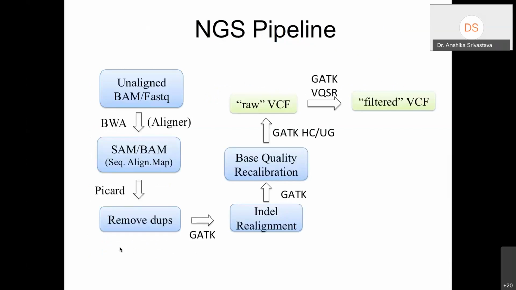So you start with the unaligned BAM or FASTQ files. The output file from your sequencer is a raw FASTQ file, or sometimes the companies or labs give you a BAM file as well. Then you use an aligner. I use the Burrows-Wheeler Aligner, that is BWA, to get my SAM file or BAM file. First of all, I have the FASTQ file. I will map it to the reference genome using the aligner, and once I map it, I will get the BAM file, that is the binary alignment map file.